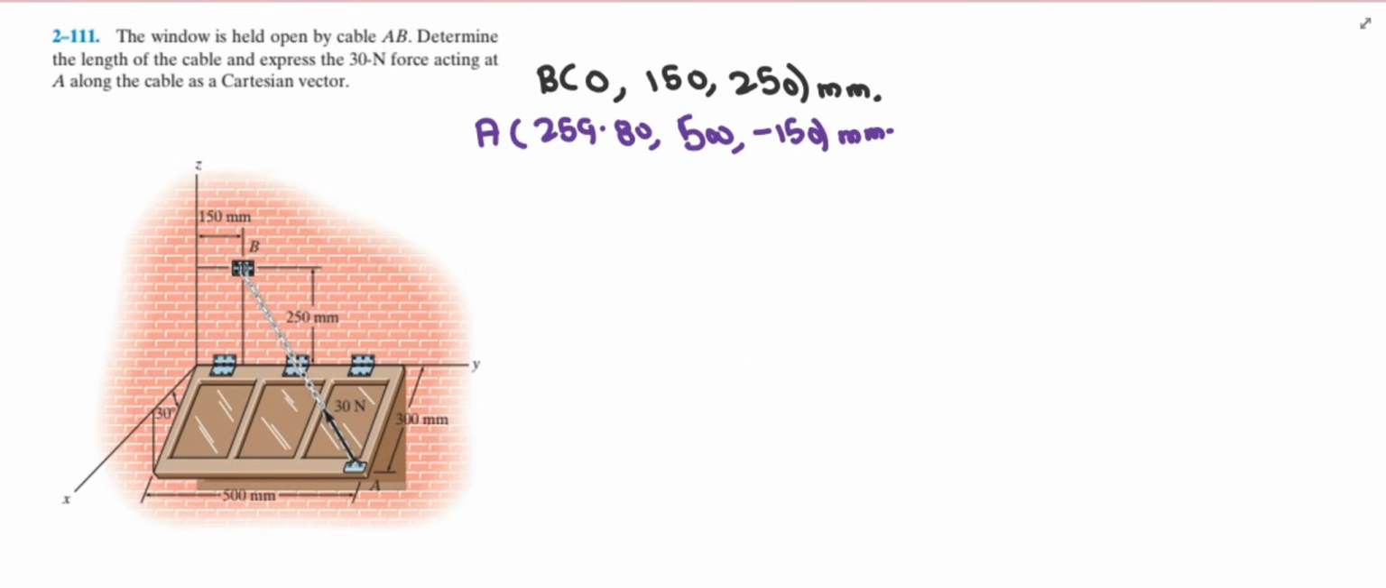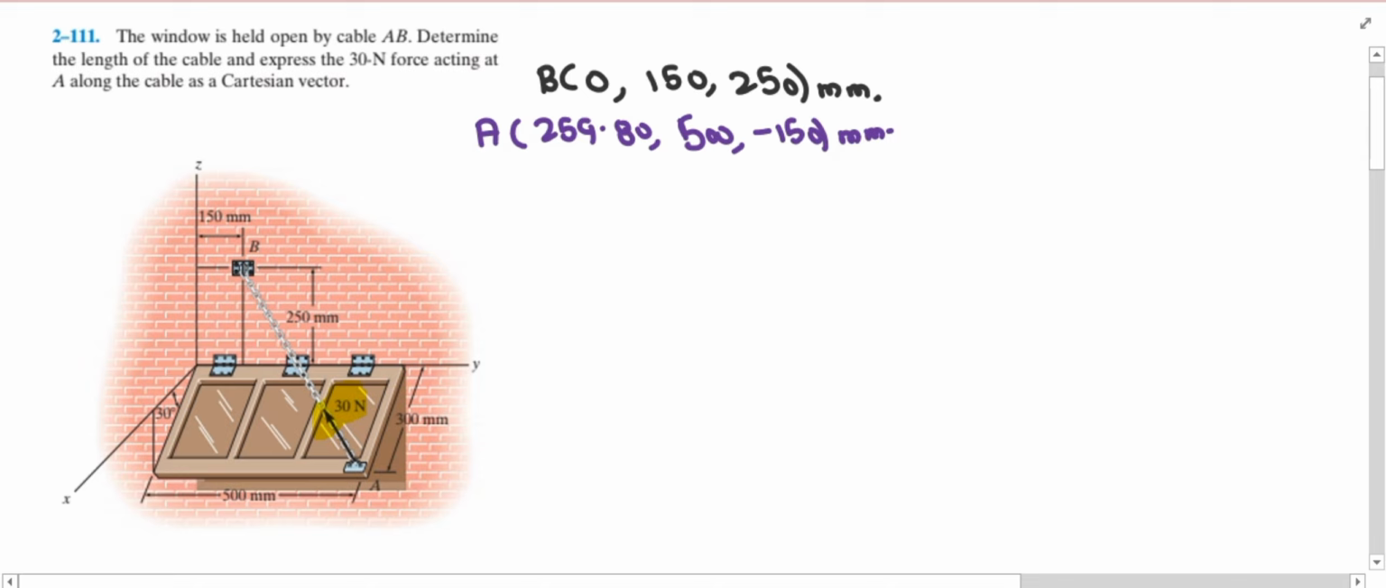Now let's find the position vector. If you see the question diagram, this is our 30 Newton force, and this is the head of the 30 Newton force. The head of the 30 Newton force is moving towards point B. It means that point B is the final point, and point A is the initial point. So the position vector of these two points can be written as RAB, which is equal to RB minus RA, because point B is the final point and point A is the initial point. That's why.